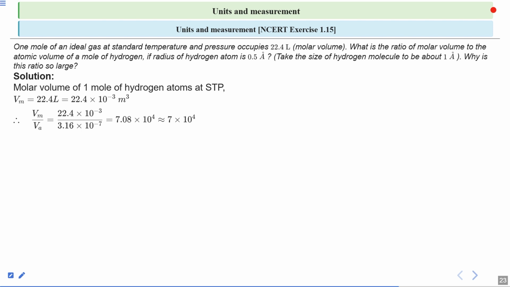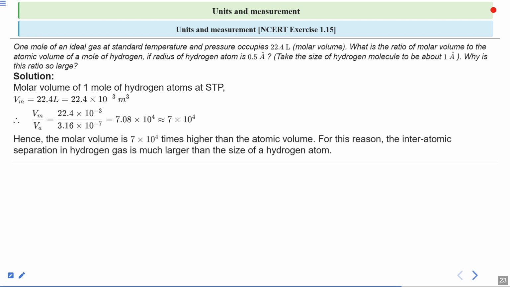Is there any mistake in our calculation? I think this is correct, right? And we have to keep significant figures in mind. So we started with 0.5 angstrom, so our final ratio should have only one significant figure. That's why 7.08 we rounded it to 7, right? Hence the molar volume is 7 into 10 raised to 4 times higher than the atomic volume.